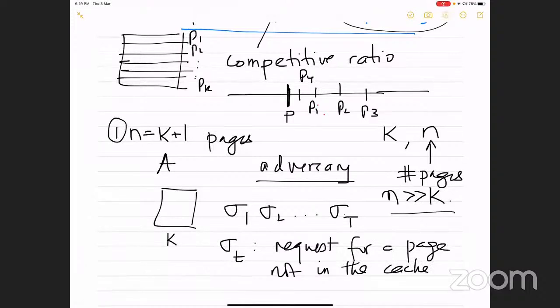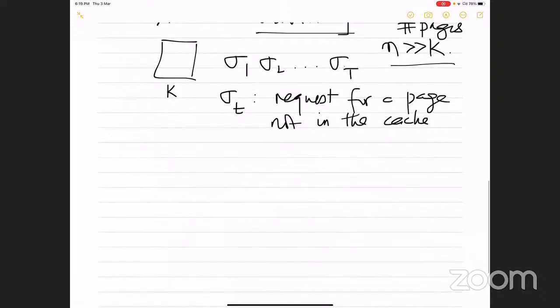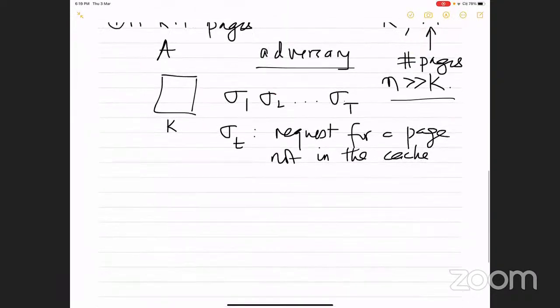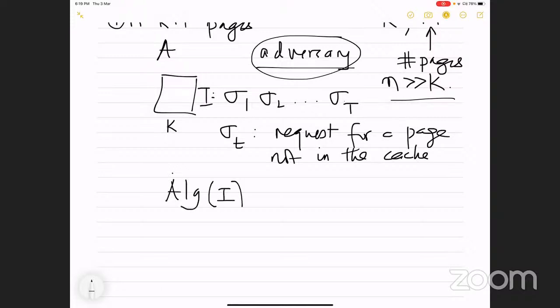If I do this, then the algorithm will, of course, incur a page miss, and it will have to bring a new page. So there is an adversary which is looking at what this algorithm is doing, and each time is giving some sort of a worst case page. If you really look at the cost of the algorithm, my notation ALG of I tells me how many evictions the algorithm incurs. This will be t.